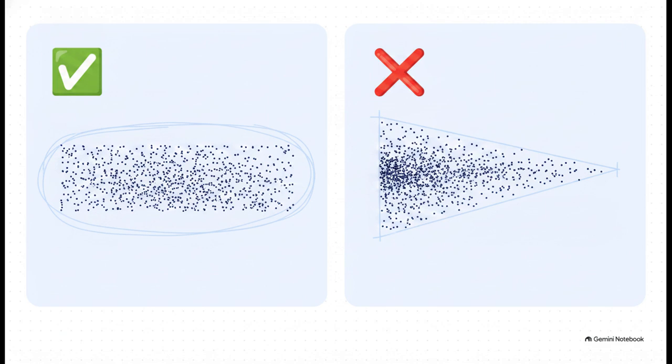But if you see a cone shape, red alert. Your model is failing the assumption. It's suffering from heteroscedasticity. That basically means your model predicts things really well at one end of the graph, but completely falls apart and fans out at the other.